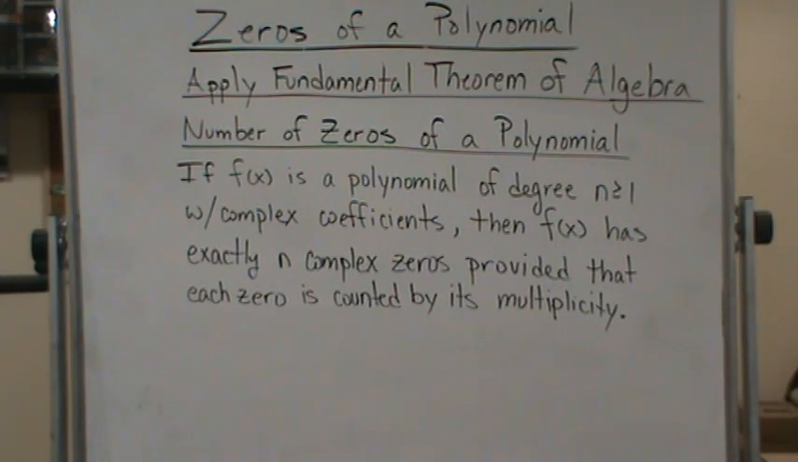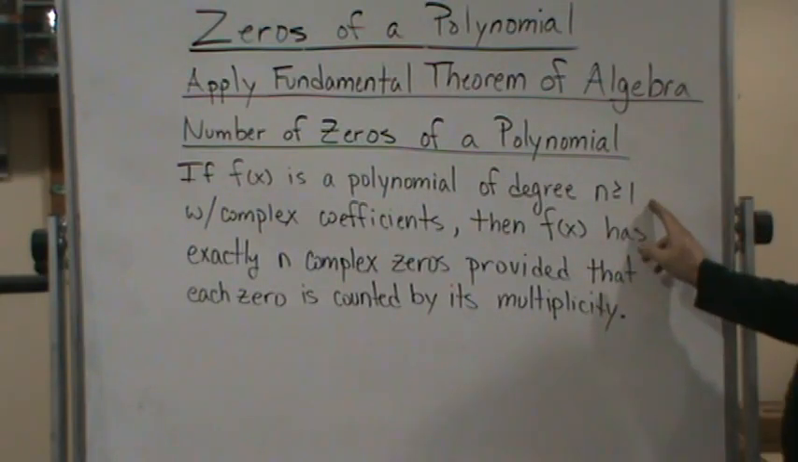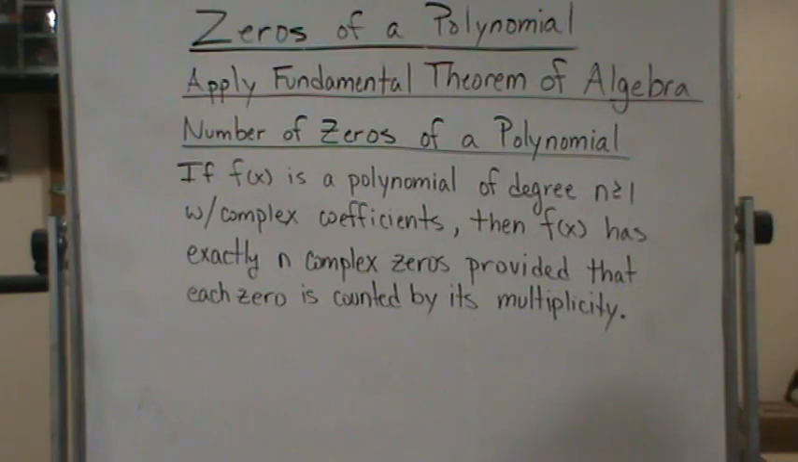Okay, so that's the number of zeros. Again, if we have a polynomial of degree at least 1 with complex coefficients, then there are going to be exactly n complex zeros if we count those zeros based on their multiplicity. Okay? All right, that's it.